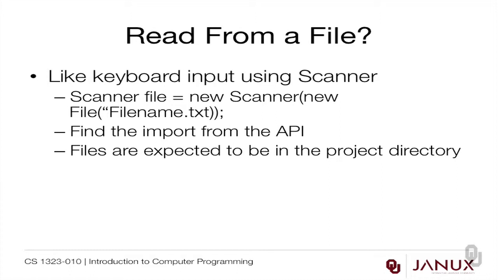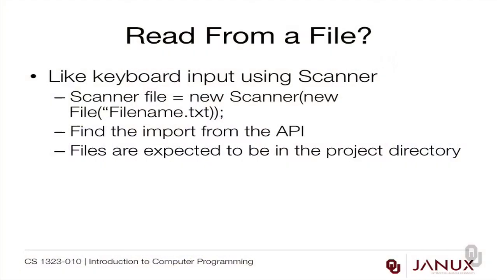Now we haven't read from a file before, so this is a new trick we're going to learn. The good news is that reading from file is exactly like keyboard input using a scanner. So you create scanner file equals new scanner, new file, and then the file name .txt in quotes. So the file name is a string. The only thing that's different than creating the scanner the way we've done in the past is this new file part. Now, the import should come from the API.